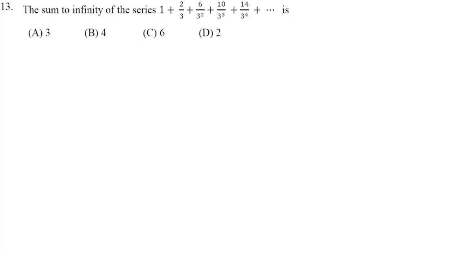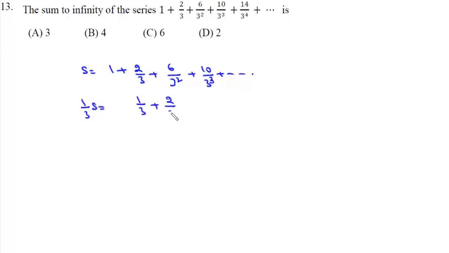Now question number 13 is the sum of an infinite AGP. Now let the sum of the series be S. So it will be 1 plus 2 by 3, 6 by 3 square, 10 by 3 cube. Now we'll multiply every term with 1 by 3. So it will be 1 by 3s, and we'll shift the series 1 unit to the right. So here it will be 1 by 3. This will be 2 upon 3 square, 6 upon 3 cube, and then we'll subtract second from first.